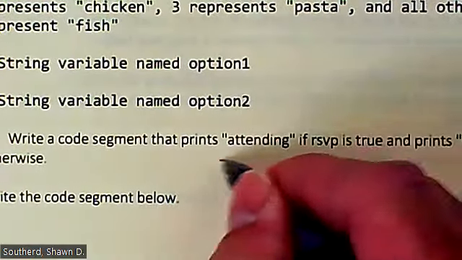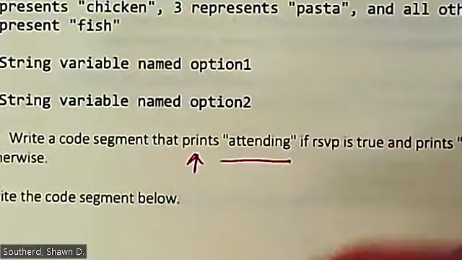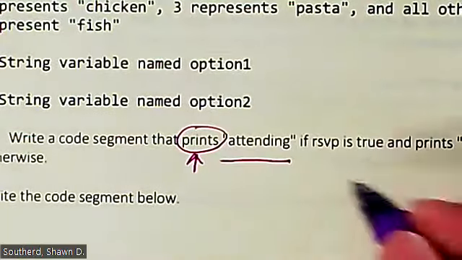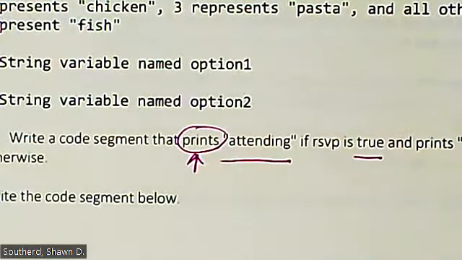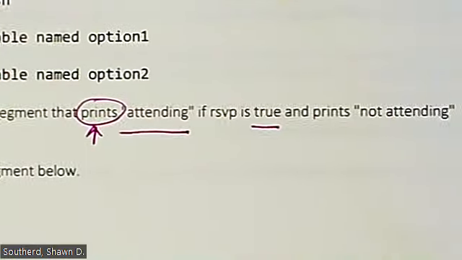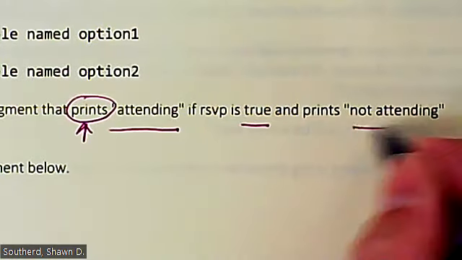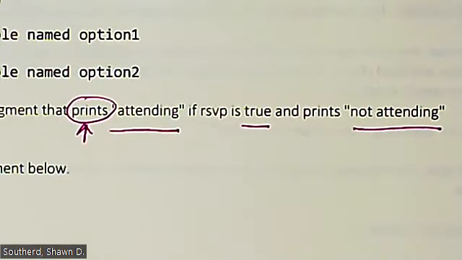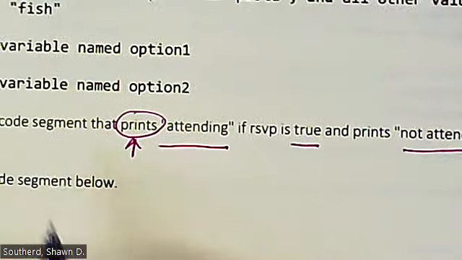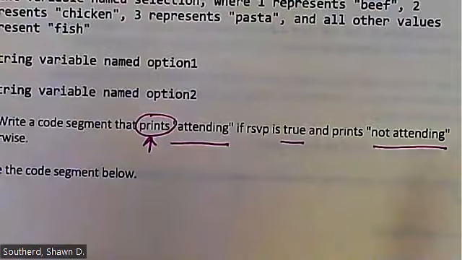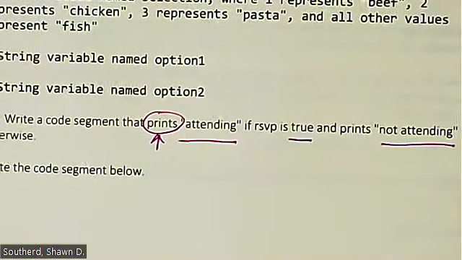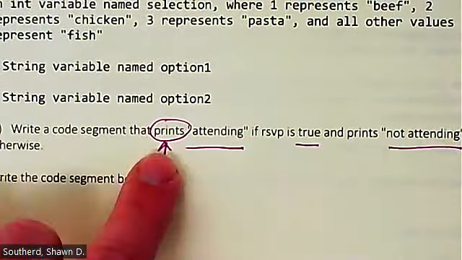It's going to print attending. So again, that's the P word we need to focus on. If the RSVP is true. And it would print not attending otherwise. So again, we're not doing code.org anymore, but College Board is very deliberate with what they write. So they want us to do a print.